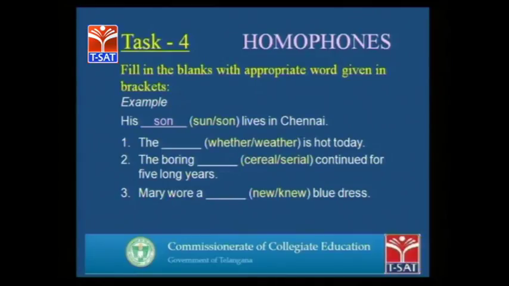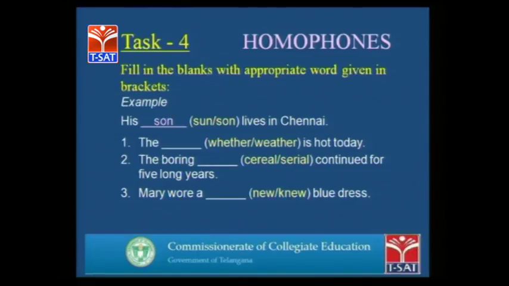The dash is hot today. What is this dash? W-H-E-T-H-E-R or W-E-A-T-H-E-R? Is it W-H-E-T-H-E-R or W-E-A-T-H-E-R? Number two, the boring dash continued for 5 long years.